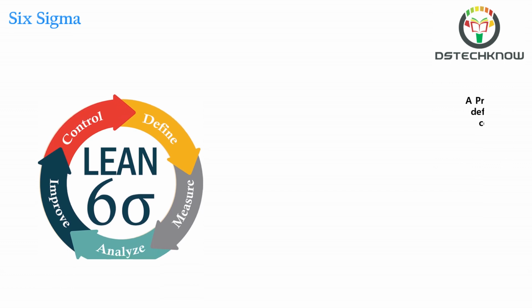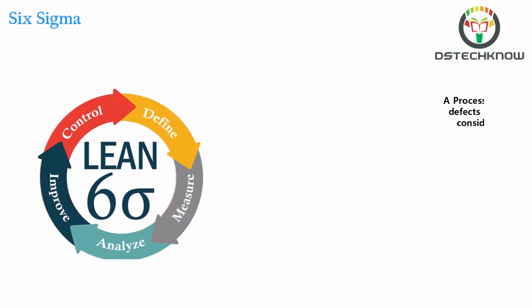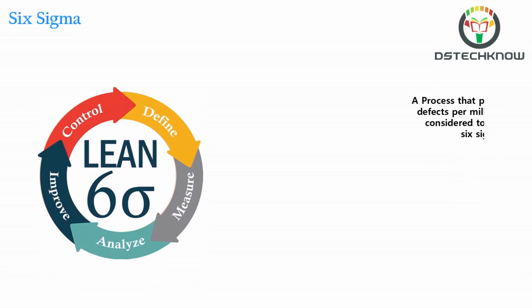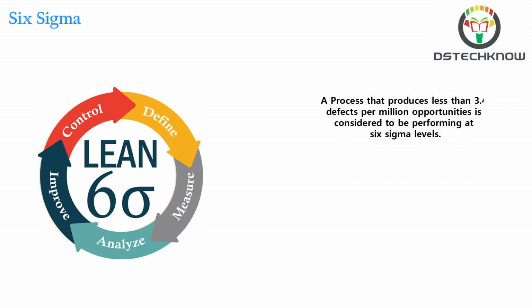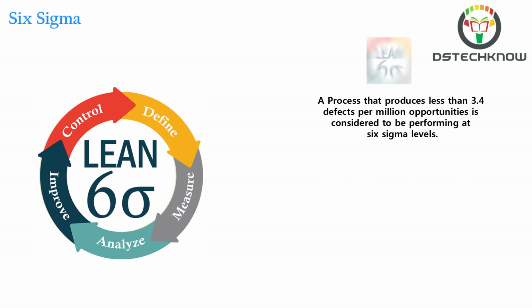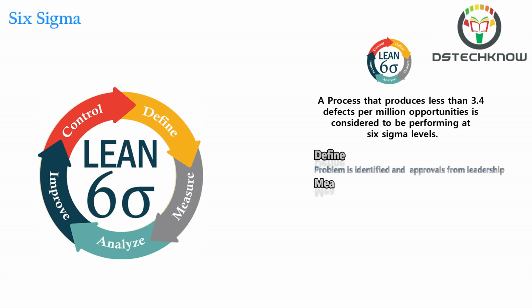It's important to remember that a process that produces less than 3.4 defects in a million opportunities is considered to be performing at a Six Sigma level. Let's understand the DMAIC cycle now. Six Sigma, like I said, is a structured and disciplined process which is designed to deliver perfect products and services on a consistent basis. DMAIC is the most widely adopted and recognized Six Sigma methodology, where D stands for Define.